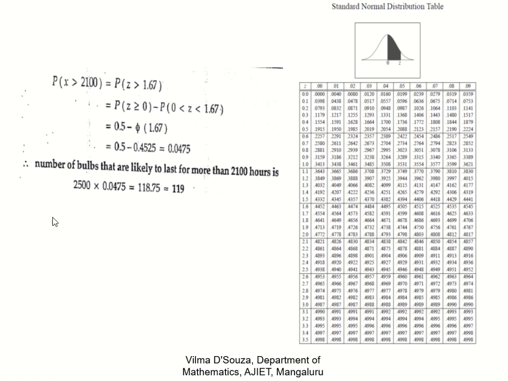What are you required to find? You are required to find the number of bulbs that are likely to last for more than 2100 hours. So to find that, you are multiplying this probability by the number of bulbs. So 2500 into this probability, that is 0.0475, gives you 118.75. But since this is the number of bulbs, we are rounding it off. It is 119.